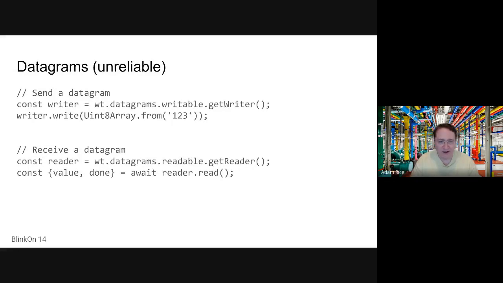Sending datagrams is straightforward. We're using the Streams API, so if you're familiar with the Streams API, this will be particularly easy for you. But even if you're not familiar with the Streams API, it's pretty straightforward to see how to send datagrams. And receiving datagrams is also straightforward. You just use the read method and get a value, which is the actual contents of the datagram as a Uint8Array. Done is a flag that says whether you're going to receive any more datagrams. So usually that will be false.